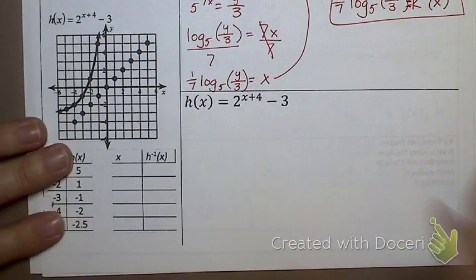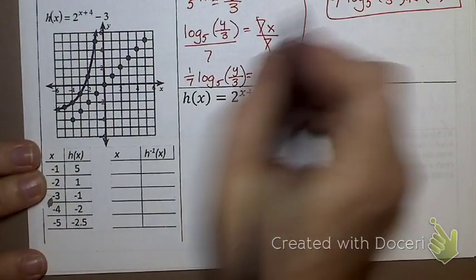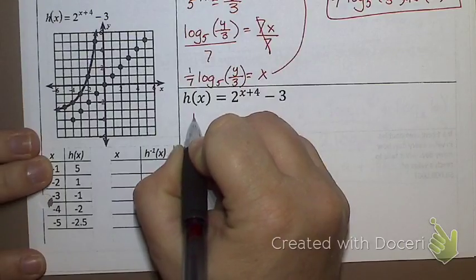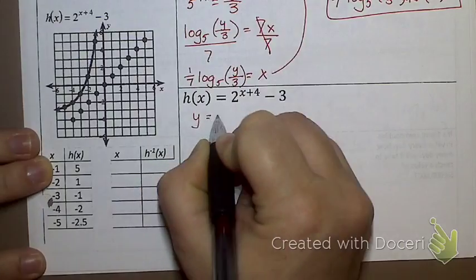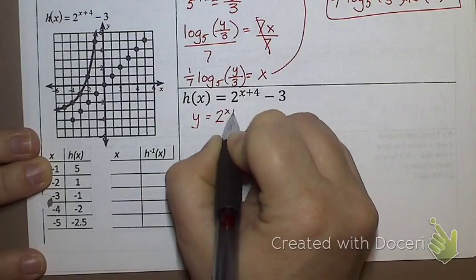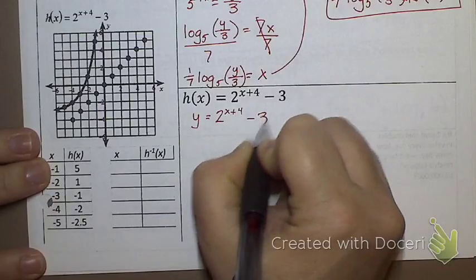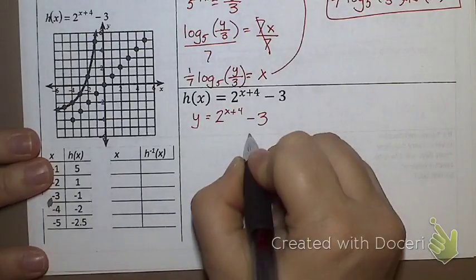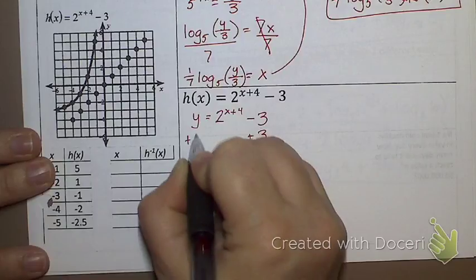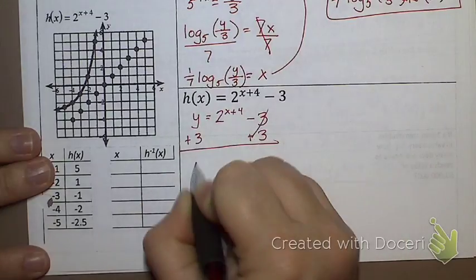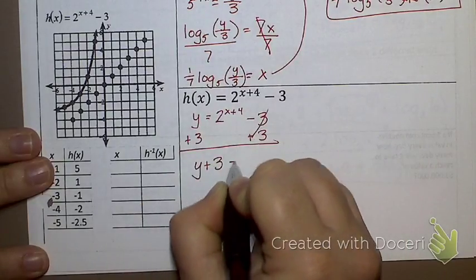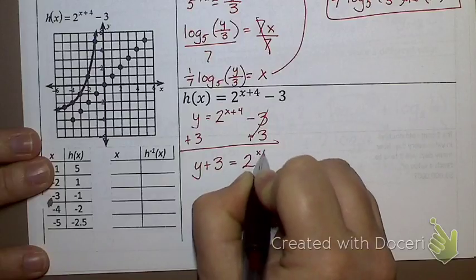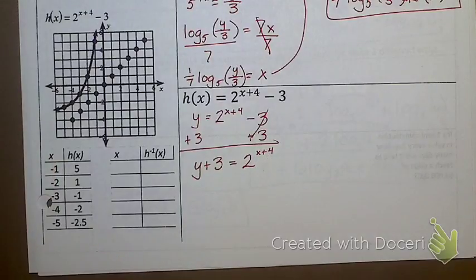All right, what do I do first? Change h of x to y. And then I'm going to do what? Add 3, because we got to start getting that x by itself. So that gives me y plus 3 equals 2 to the x plus 4. Okay, my exponent term is by itself, so what should I do next?